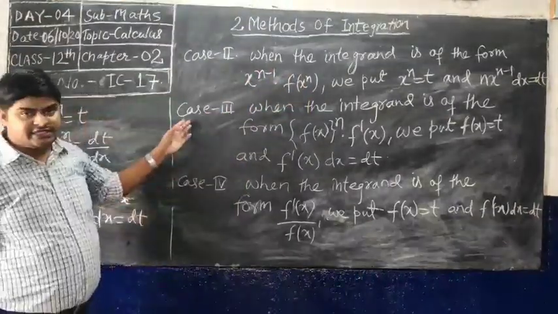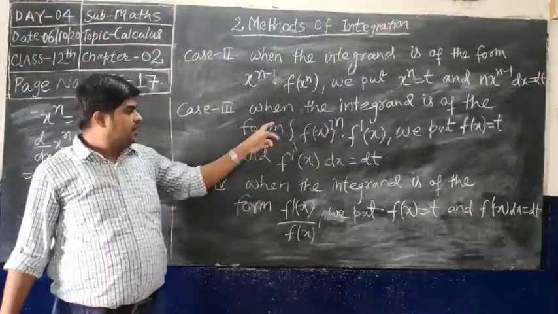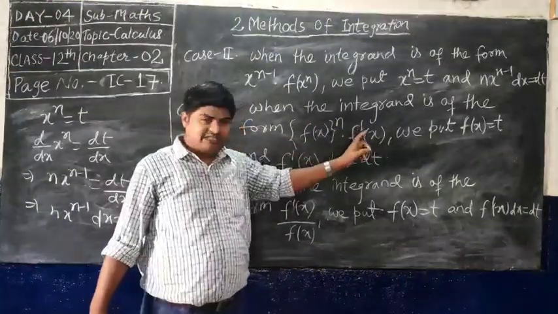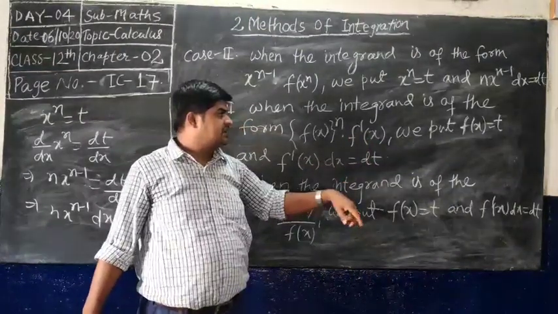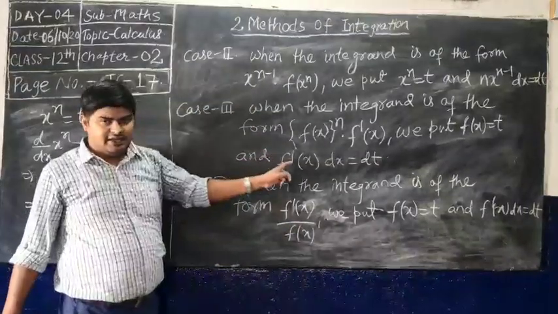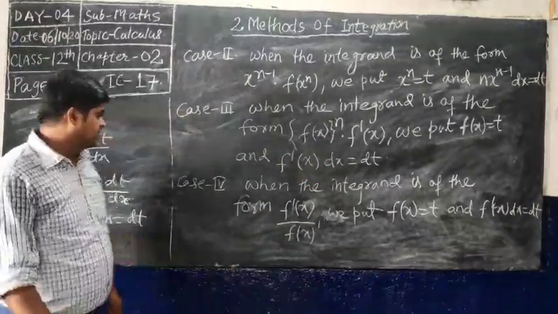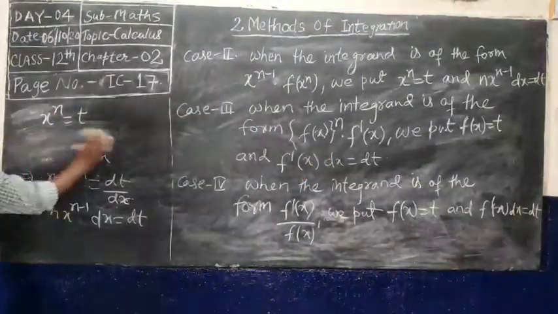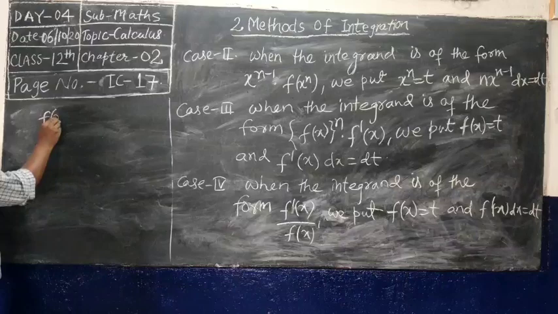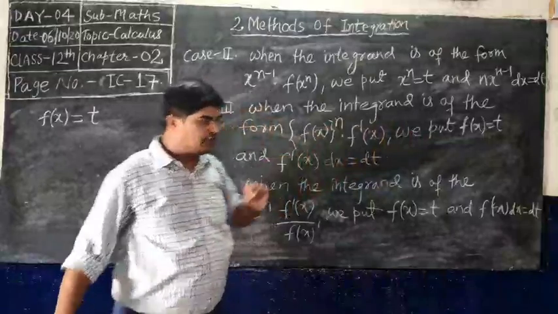Okay, now see case number 3. When the integrand is of the form f of x to the power n dot f dash x, that means the first derivative of f x, then we put f of x is equal to t, and it becomes f dash x, that means the first derivative of x, dx is equal to dt. Let us see here. You have to suppose here f of x is equal to t. Okay, we put f of x is equal to t.